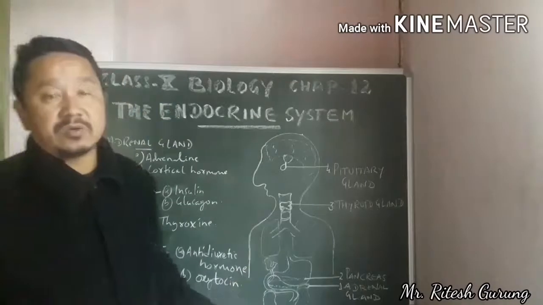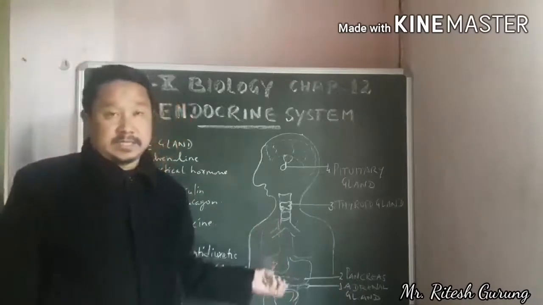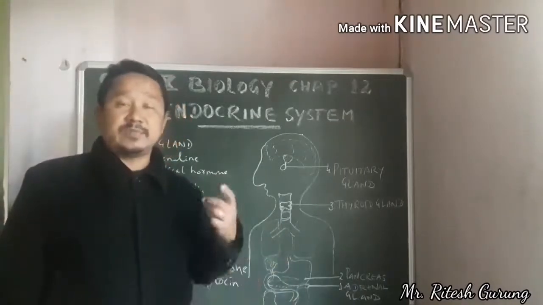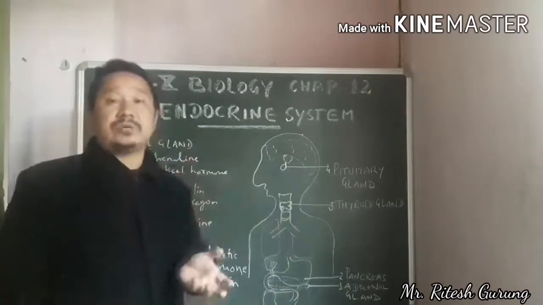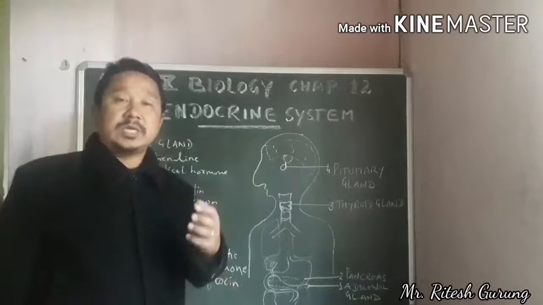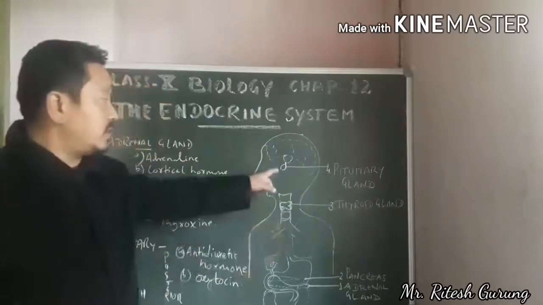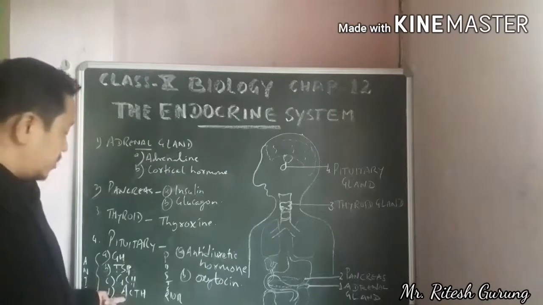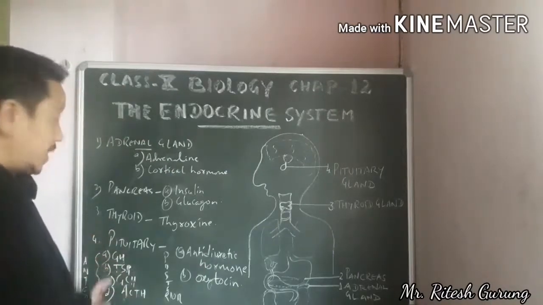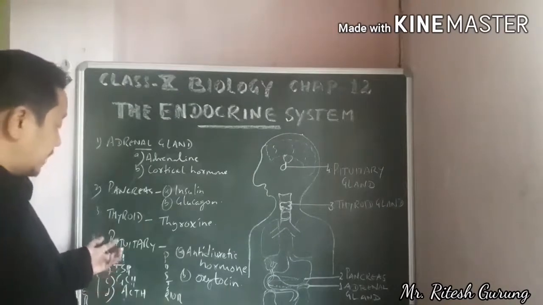So gonads means what here? In case of male it is testis, and in case of female it is ovary. So they are the gonads, and they also produce different kinds of hormones, sex hormones, under the influence of this GSH. Then ACTH, the adrenocorticotropic hormone. So these are the 4 hormones secreted from the anterior pituitary gland.